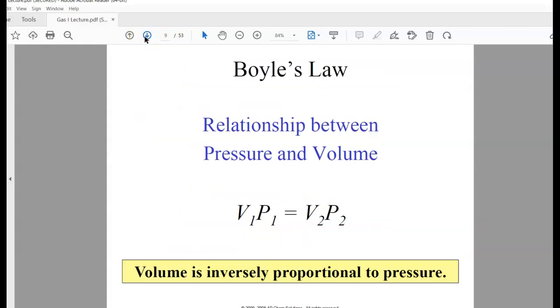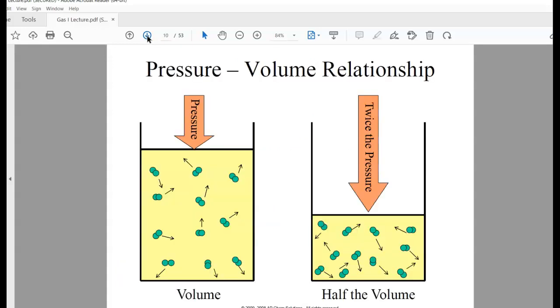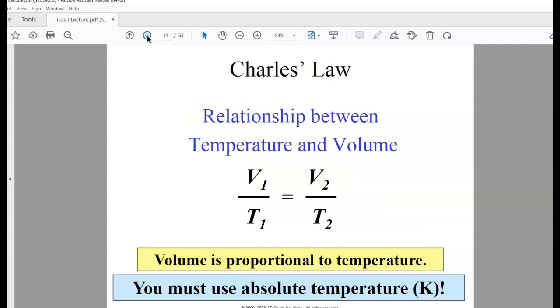We saw Boyle's law. Volume was inversely proportional to pressure. So we were able to say V1 P1 equals V2 P2. So if you cut your volume down, your pressure goes up. And you saw that in lab, you saw that on questions in class, and it's a very easy concept to understand, I think. Excuse me, still waking up.